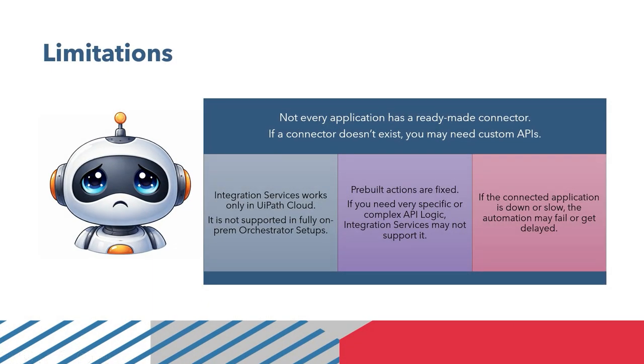Now, let's talk about the limitations of integration services. The very first one is that not every application has a ready-made connector. If a connector doesn't exist, you may need custom APIs. The second one is that integration services works only in UiPath Cloud. It is not supported in fully on-prem Orchestrator setups. Pre-built actions are fixed. If you need very specific or complex API logic, integration services may not support it. If the connected application is down or slow, the automation may fail or get delayed.